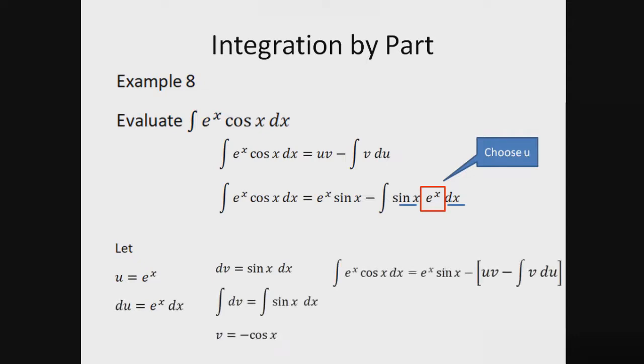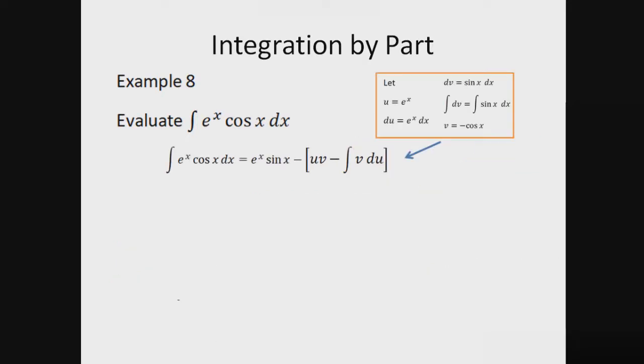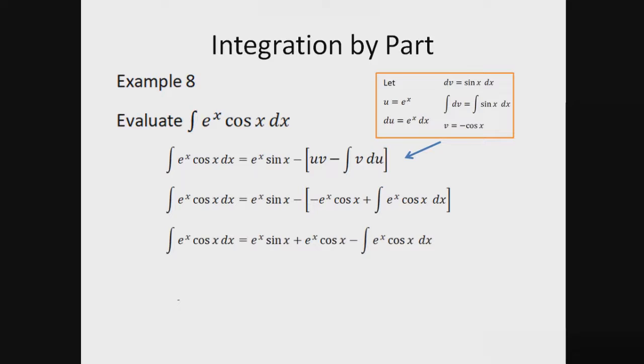Now we will get, in brackets, negative e to the x cos x plus the integral of e to the x cos x dx. Now we simplify, and we get e to the x sine x plus e to the x cos x minus the integral of e to the x cos x dx. Now you notice that there are two of the same integral, which is the integral of e to the x cos x dx. So we can bring the integral of e to the x cos x dx to the left hand side.